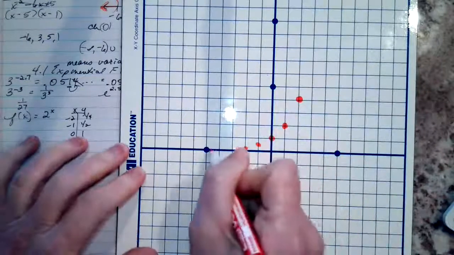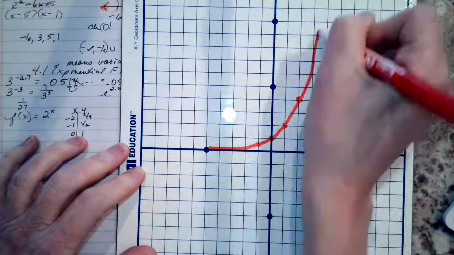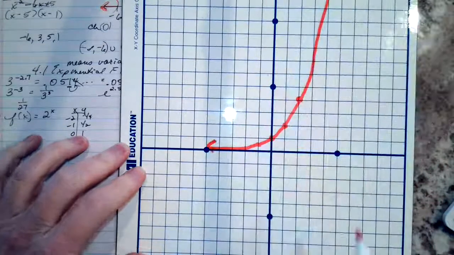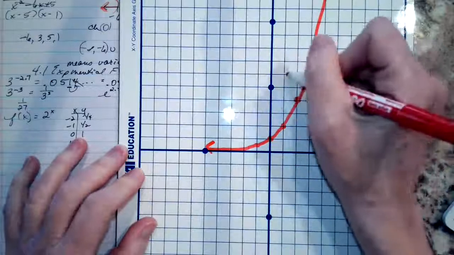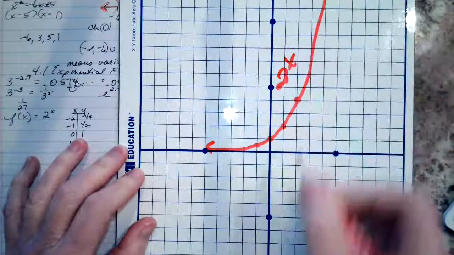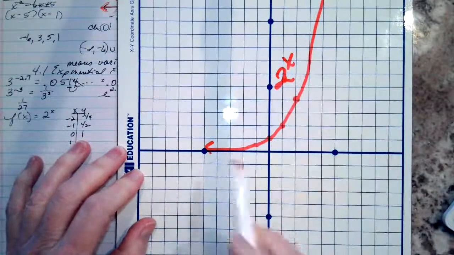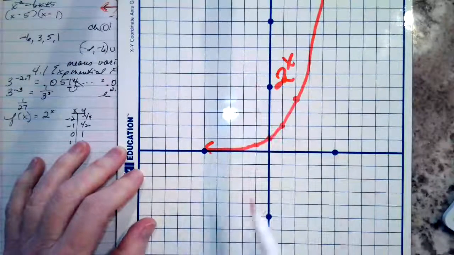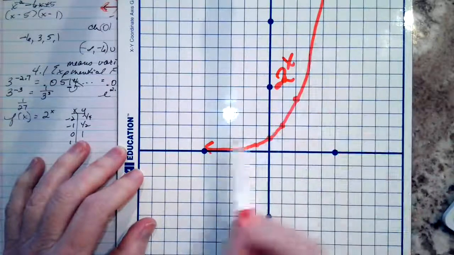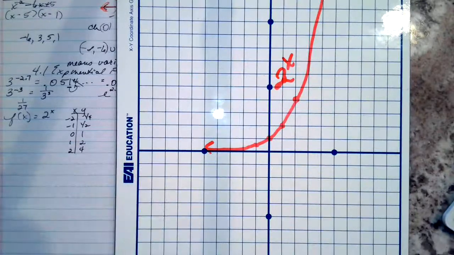Okay, so what this guy is going to look like is that. That is f of x equals 2 to the x power. That shape you're going to get so used to. We'll flip him around a little bit. Sometimes we'll flip him down, but 2 to the x, that's the parent function there.